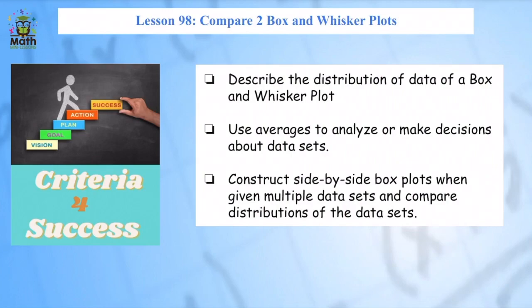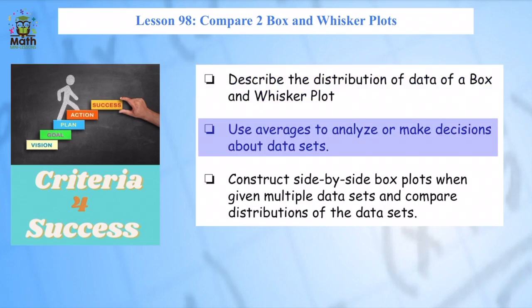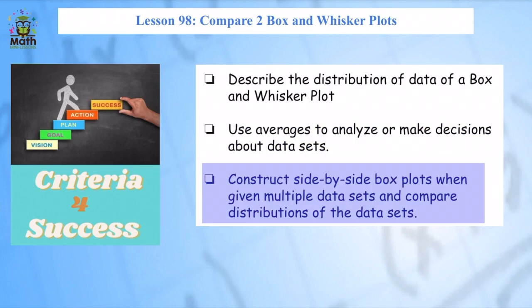Welcome to lesson 98. In this lesson, we're going to compare two different box and whisker plots to get information. Watch how I describe the distribution of the data in both box and whisker plots, how I can use averages to analyze the data or to make decisions about the data sets, and finally, how I can even construct a side-by-side box and whisker plot when I'm given multiple sets of data.